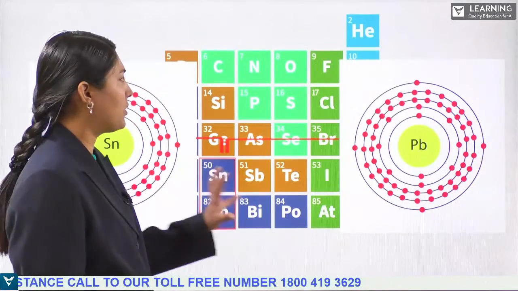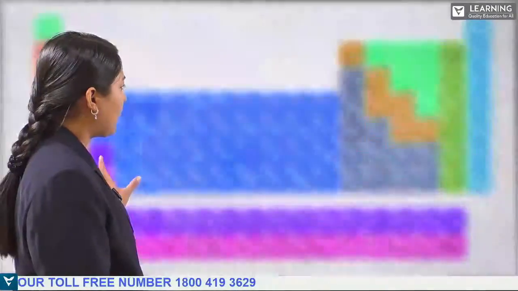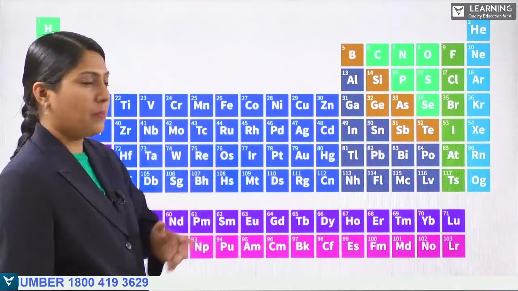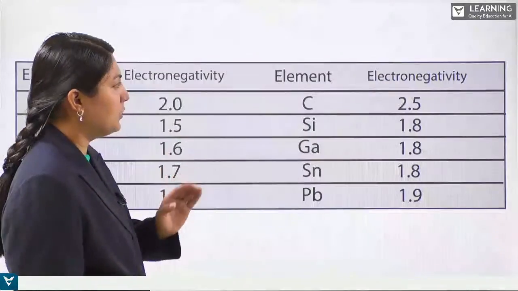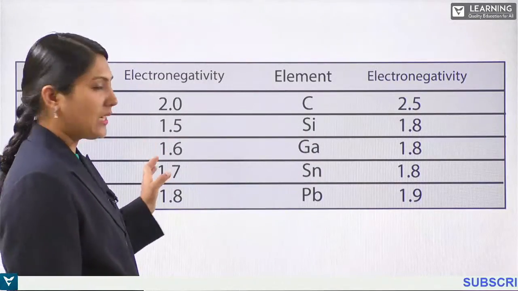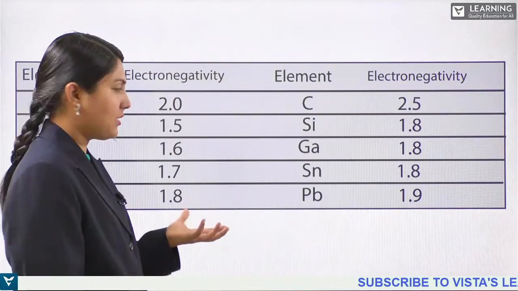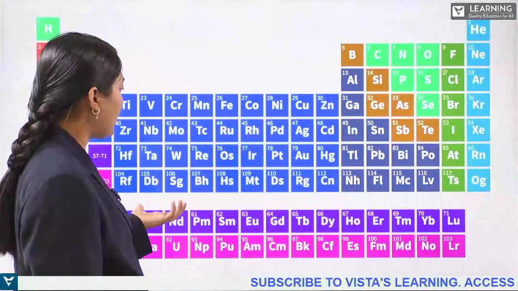And now we are speaking about the radius. If you take the radius here, across the period, what happens? Radius decreases. So from 13 to 14, electronegativity depends on the radius, right? So what happens if you speak about this?